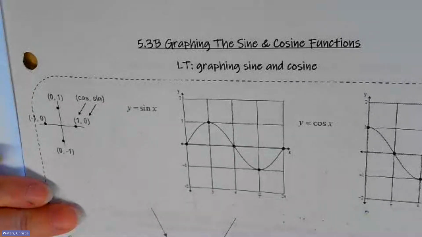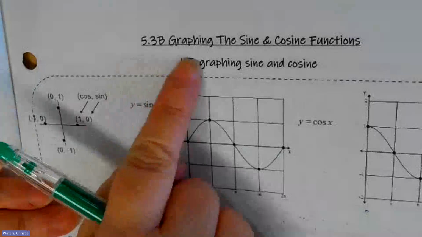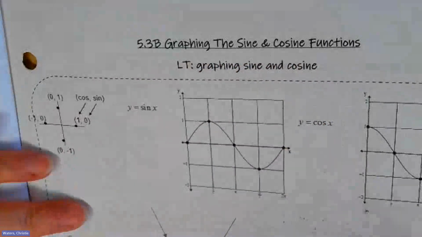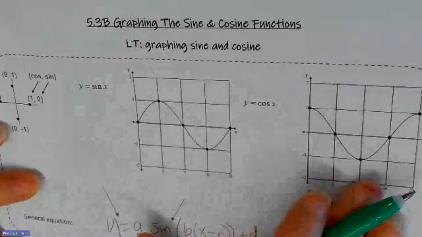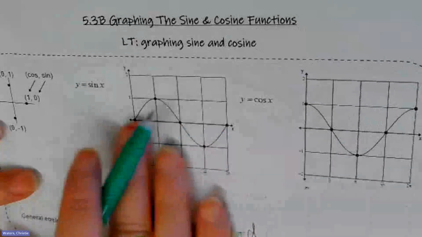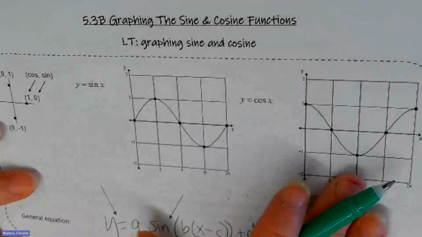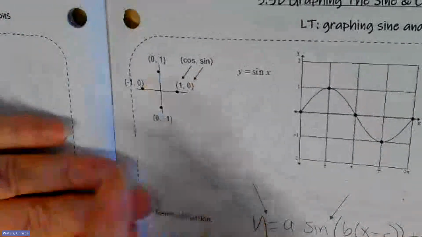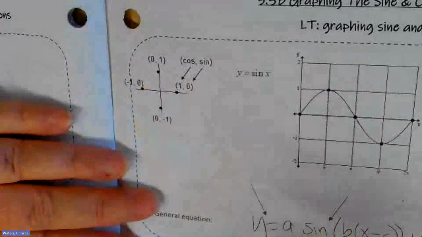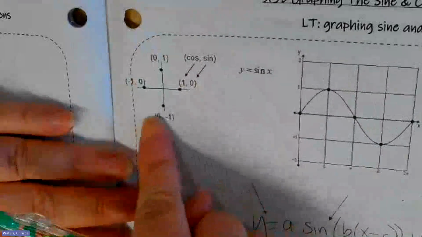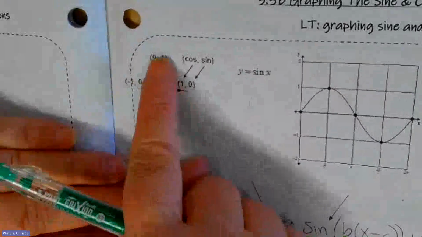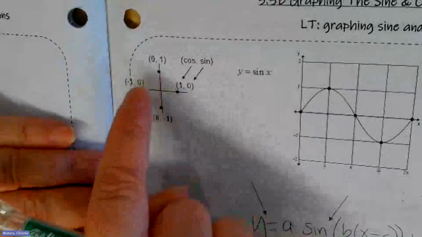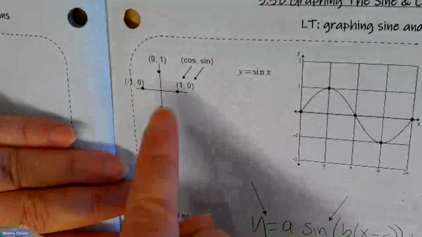Hey everybody, we are working on lesson 5.3b today, which is graphing the sine and cosine functions. These are what the graphs look like. We're going to build up to this later on, but we're going to start by looking over here at our unit circle. This is a very simplified version of the unit circle, but it has those four main points: the 0, the 90, the 180, and the 270.